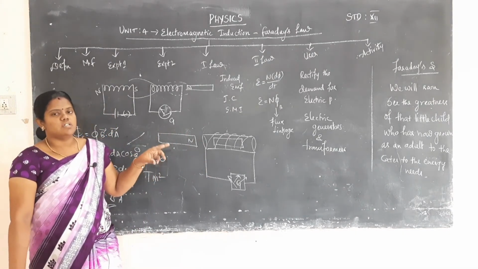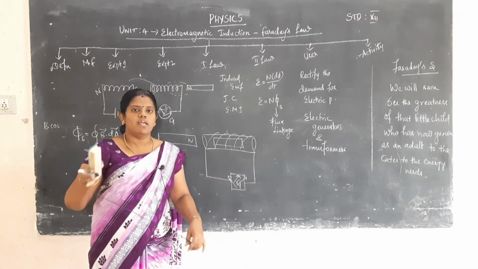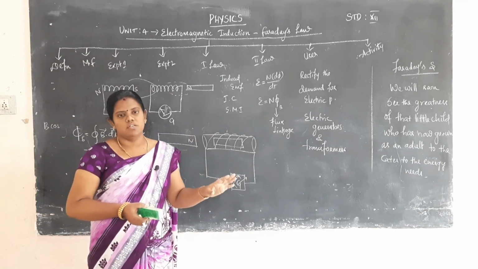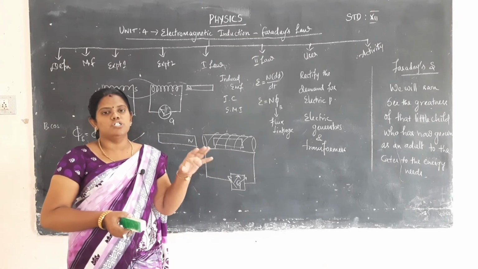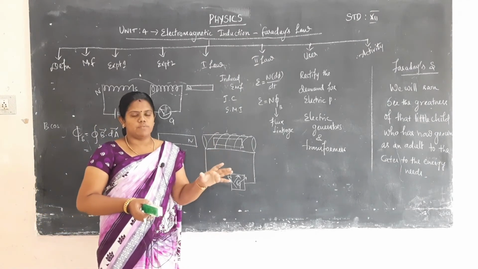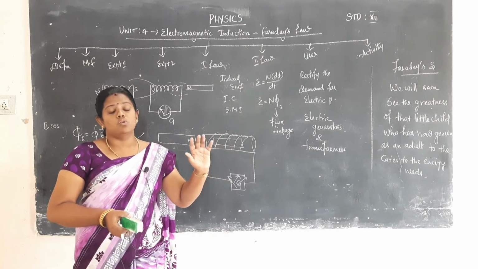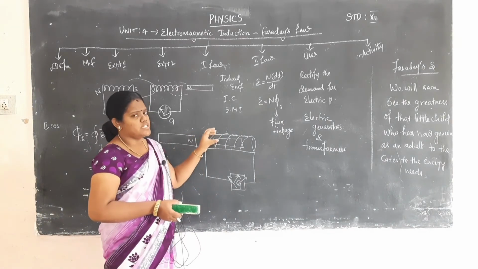Electromagnetic induction: when the magnetic flux linked with the coil changes, at that time only the current is induced. That current is called induced current, and that phenomenon is called electromagnetic induction. The process goes on so long as the magnetic flux linked with the coil changes.